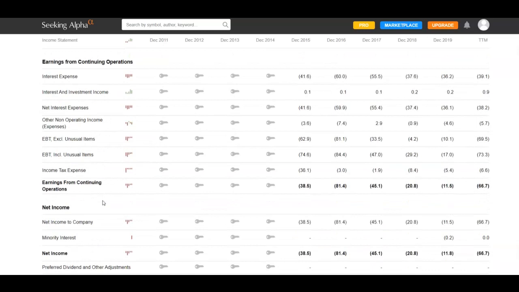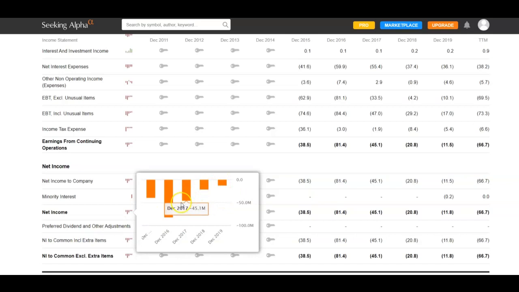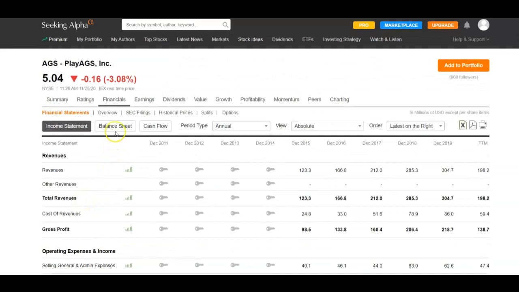If you look at the net income, they are still a money loser, but it is headed in the right direction, so that is a very good sign. In 2016, it came in at a negative $81 million, but as of December 2019, it's down to a negative $11 million. So let's jump over to the balance sheet real quick.